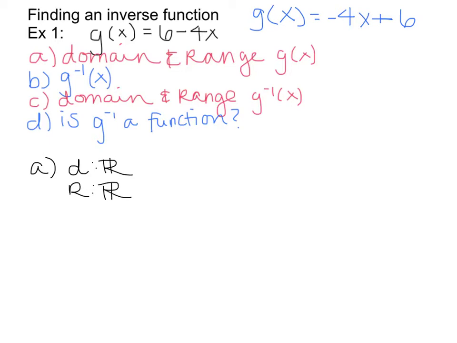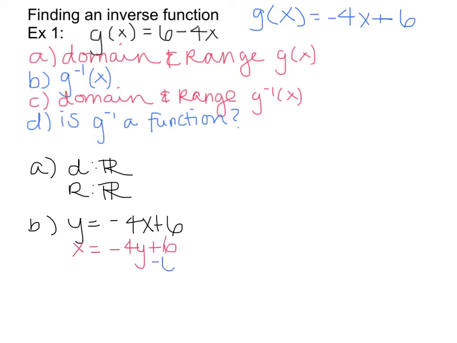Okay. Now in part B, let's actually find the inverse. So first step, change g of x to y. It doesn't matter whether you use the first equation or the second one. Then after we change g of x to y, we switch the x and the y variable. And then we have to solve for y.